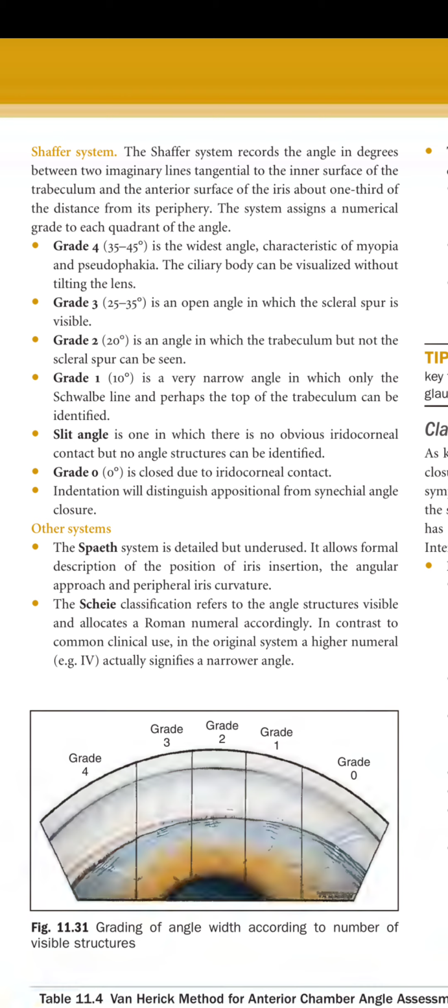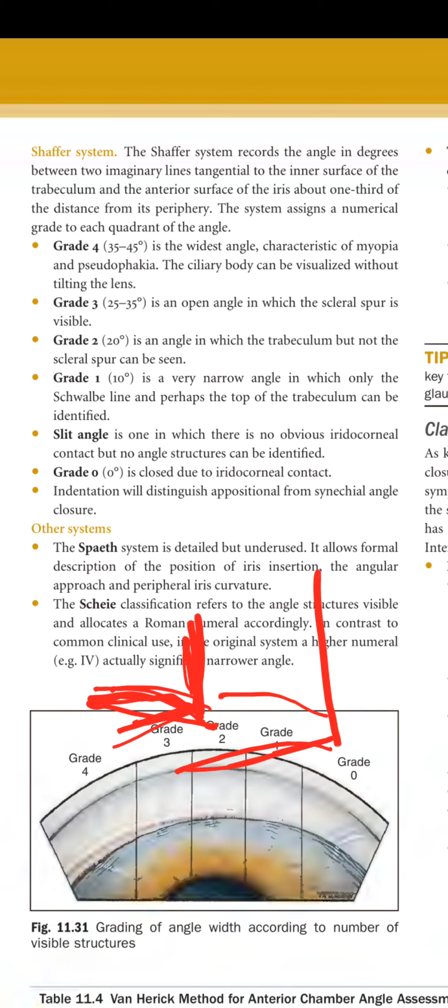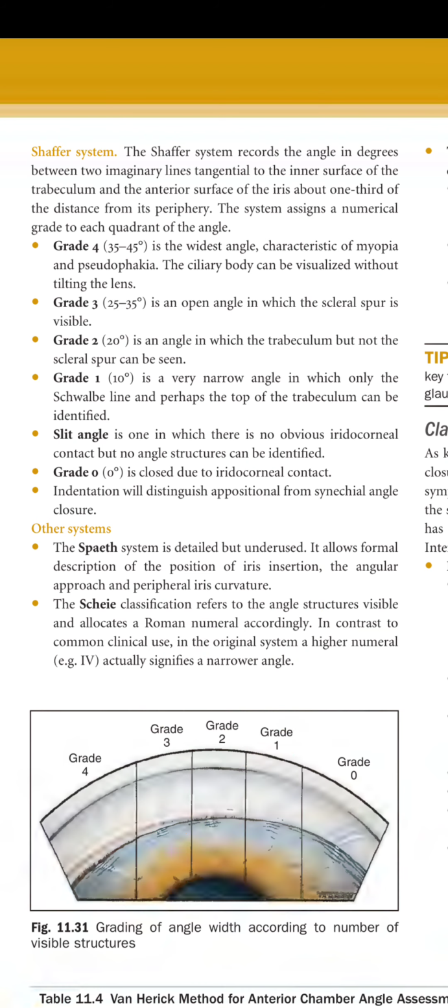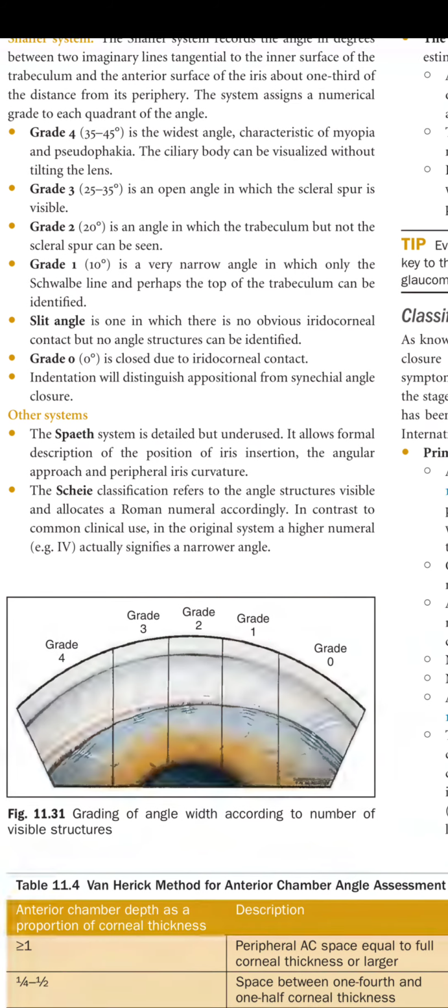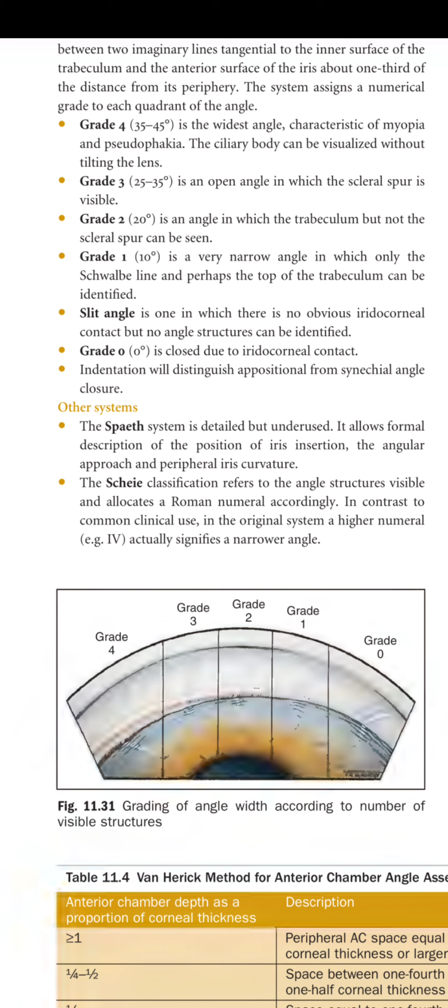So basically what you do is make a tangential line. The tangential line is at the inner surface of the trabeculum and the anterior surface of the iris. So how much angle is visible depends on that tangential line. If only this much of the structures are visible, you can grade it 45 degrees. If a narrow angle is visible like this, you can see that here they have drawn a line.